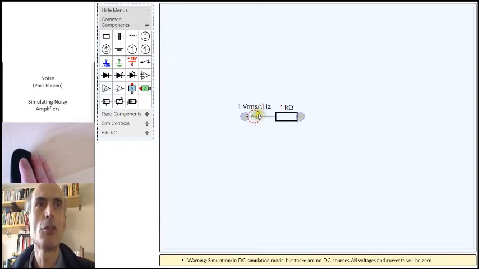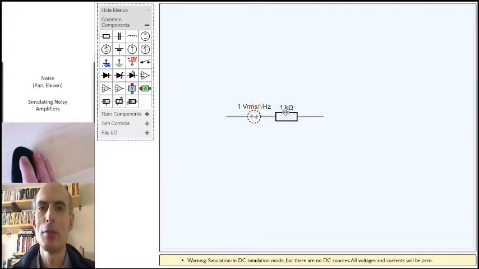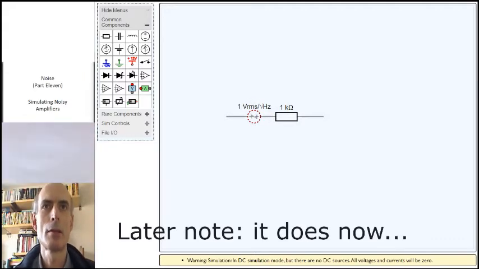You can tell it's noise because the value immediately goes to volts RMS per root hertz, and a little red line appears around the noise component, indicating that this is a noise voltage. The simulator needs to know that, so that when it combines noise contributions, it adds the powers, not adds the voltages. So that would be a model of a noisy resistor, except of course 1 volt RMS per root hertz is not the noise you get from a 1K resistor. You have to calculate the noise that you get from a 1K resistor. The simulator won't do that for you, so you have to calculate it yourself.